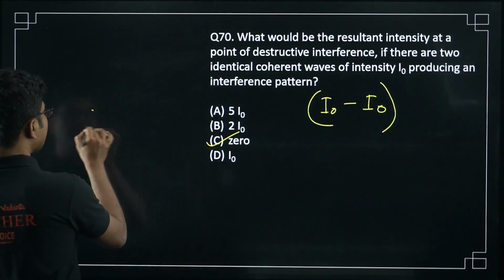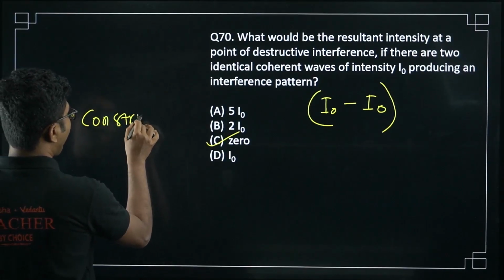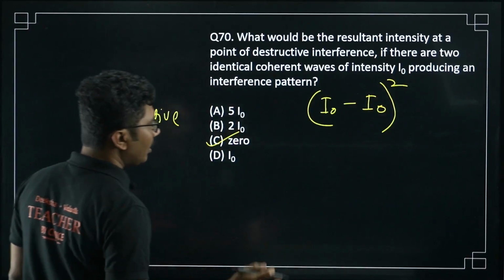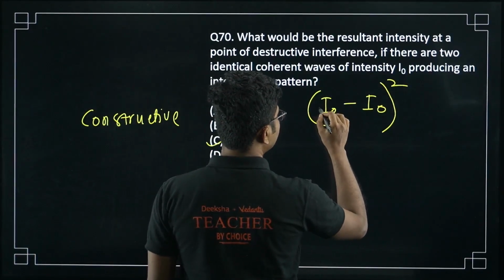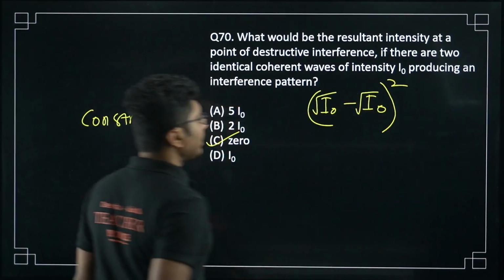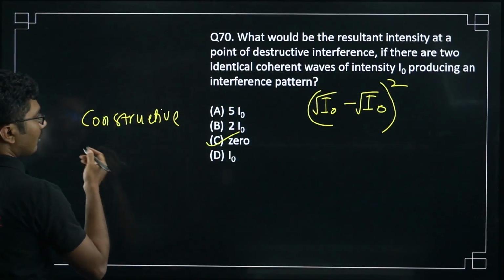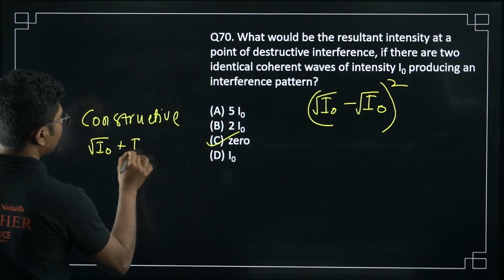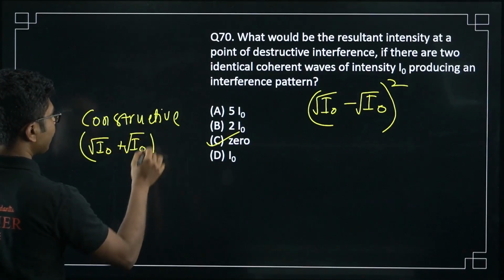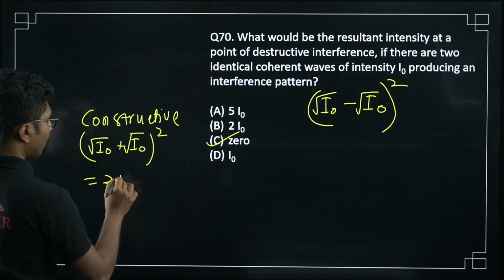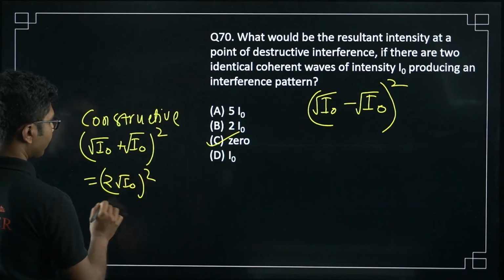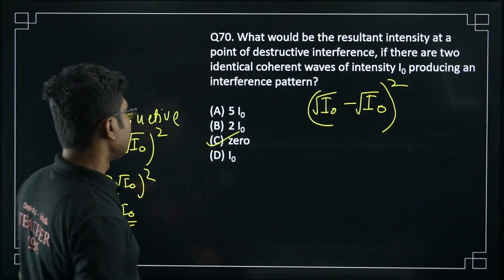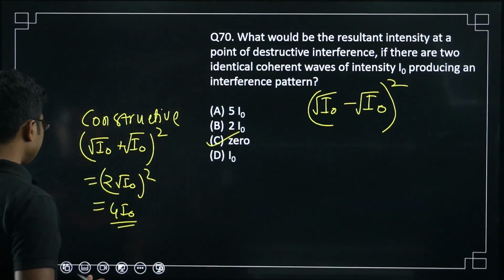And for constructive interference, basically there is a square here. Okay, this is the formula. Now in case of constructive interference, it will be I naught plus I naught. Generally, if I1 and I2 are not the same, then this is the formula. So it will be 2 root I naught whole square, that is 4 I naught. So 4 I naught is for constructive interference. For destructive interference it is 0.